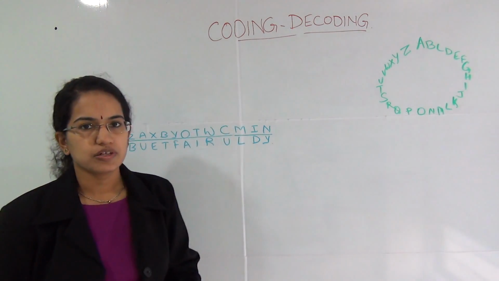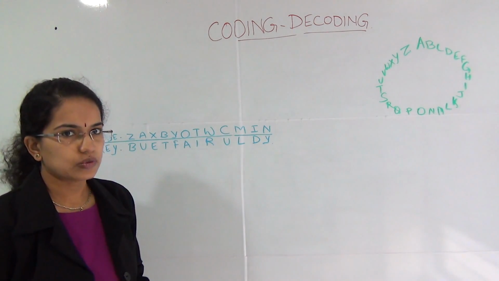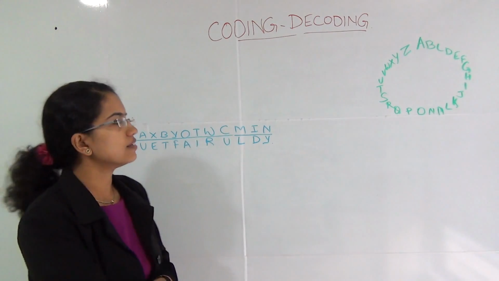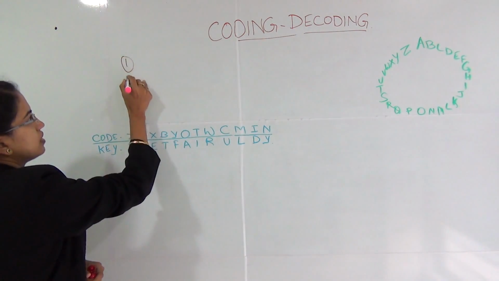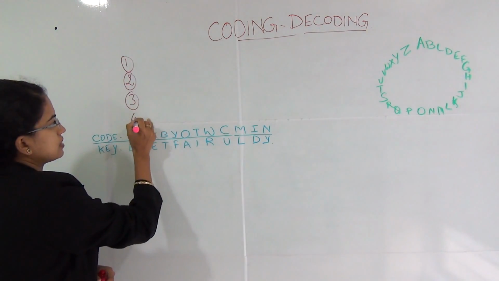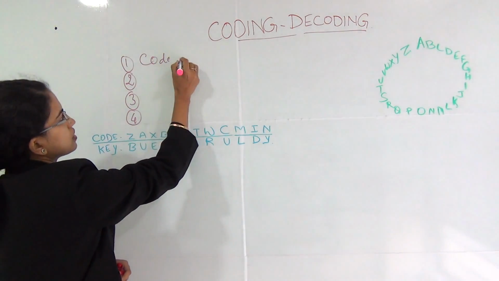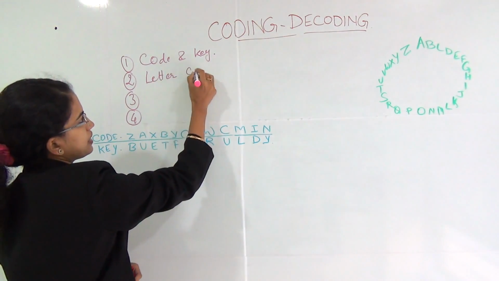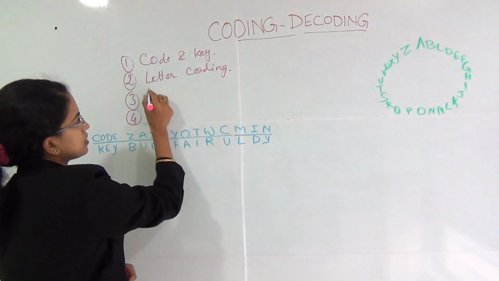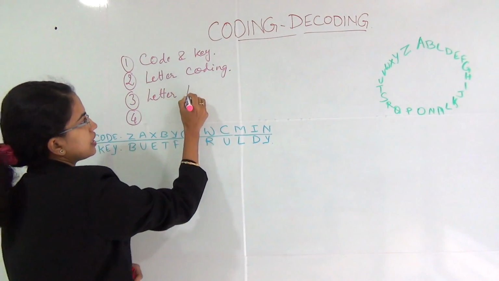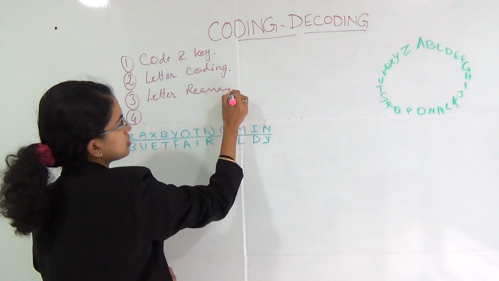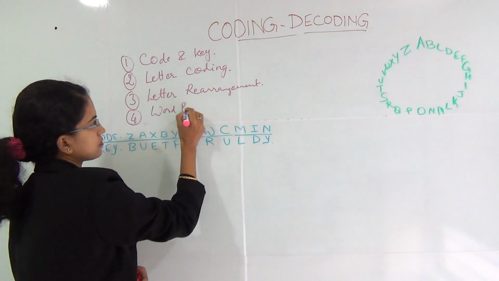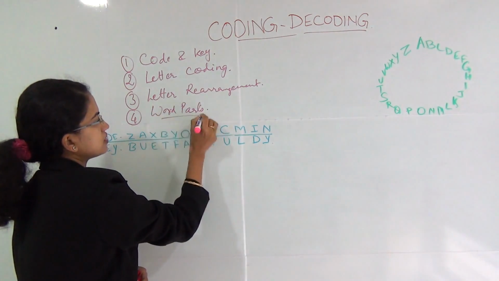So in this class, we will be talking about the various coding decoding methods. There are four basic methods by which we can code and decode any information. We'll first understand what the four basic methods are. The first is code and key. The next is letter coding. The next is letter rearrangement. And the last is word parts. Now let me explain all of these four first.